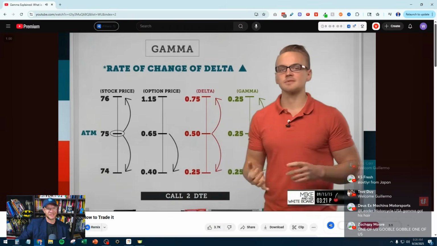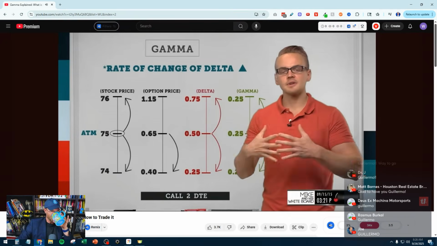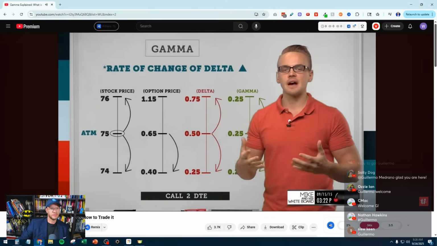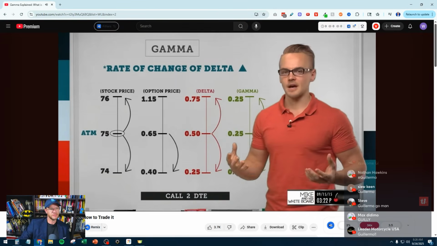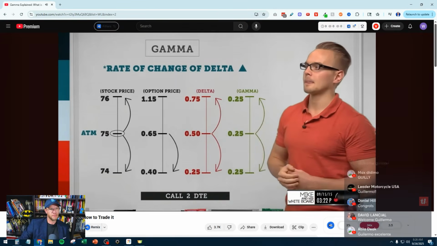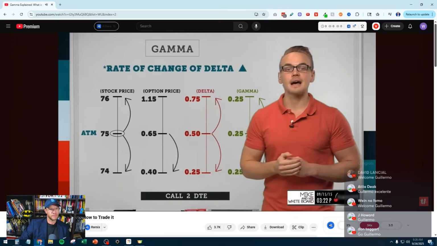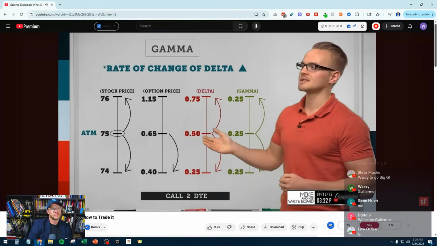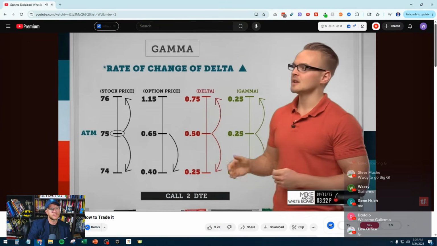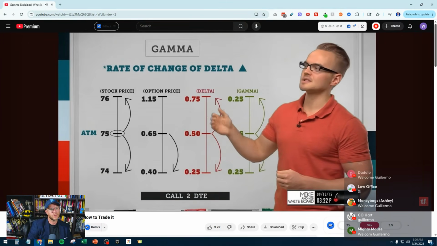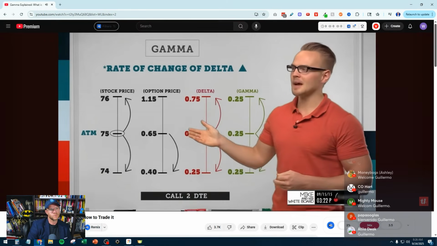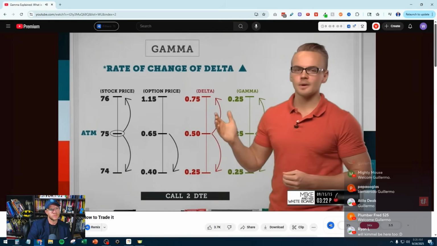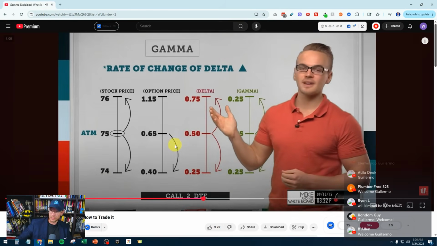Extrinsic value is made up of time and volatility, and they kind of combine together. So the less time that there is for a stock to be volatile, the less value there's going to be in that extrinsic value. So now we're looking at a gamma of 0.25. So now we've got the option price at 65 cents. We still have the same delta of 50. So you can see that if the stock price goes up $1, now my option price almost doubles. So we've got this big swing going up one point here in the stock price.